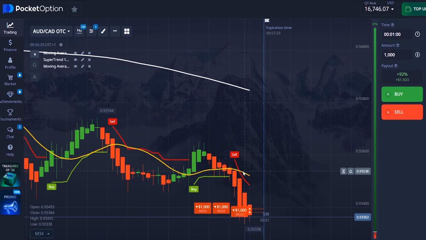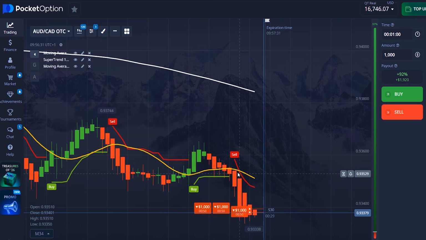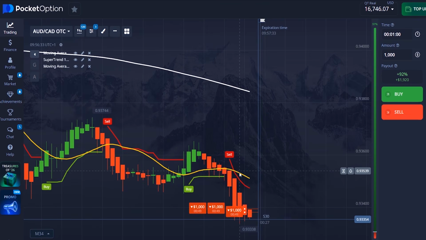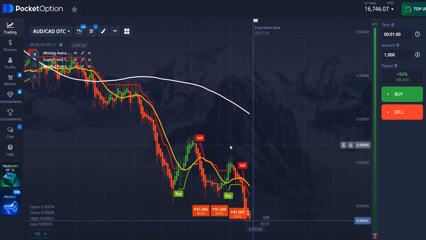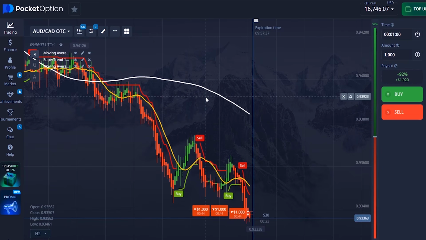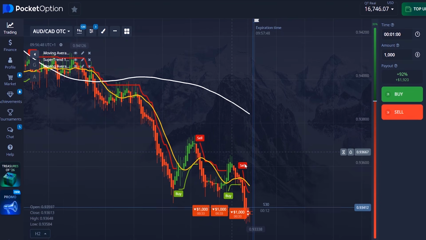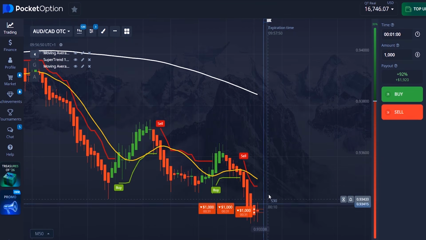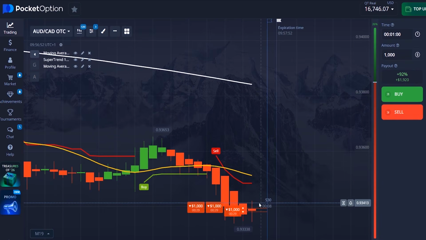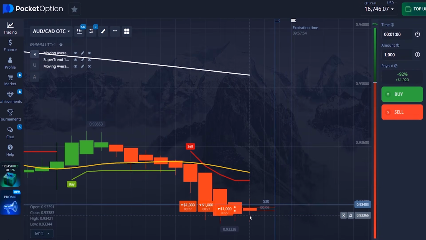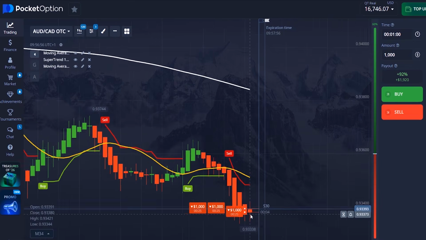So right here my super trend indicator along with my moving average line intersect at this point. Not only that, my moving average line is actually showing me another confirmation right here. It's above the market, which also indicates that the sellers are pretty much dominant of the market and they are ready to push the market towards a downside direction. So right here I have 26 seconds to go.